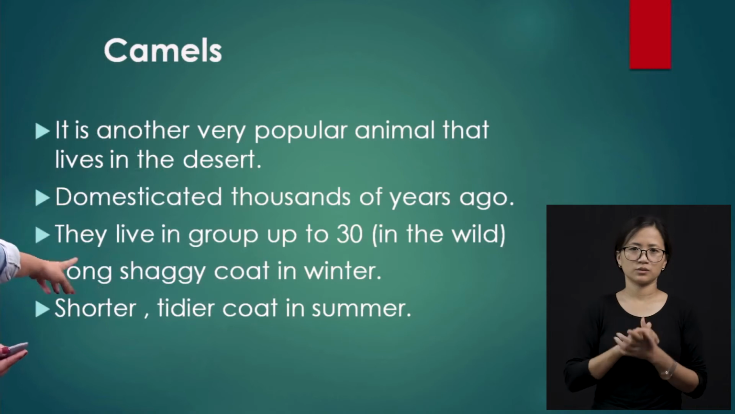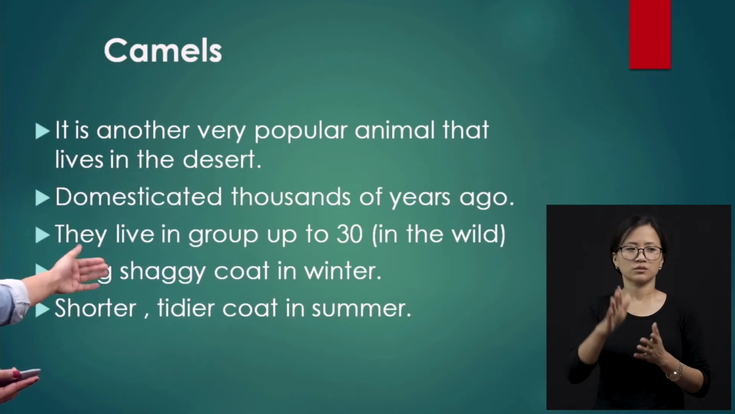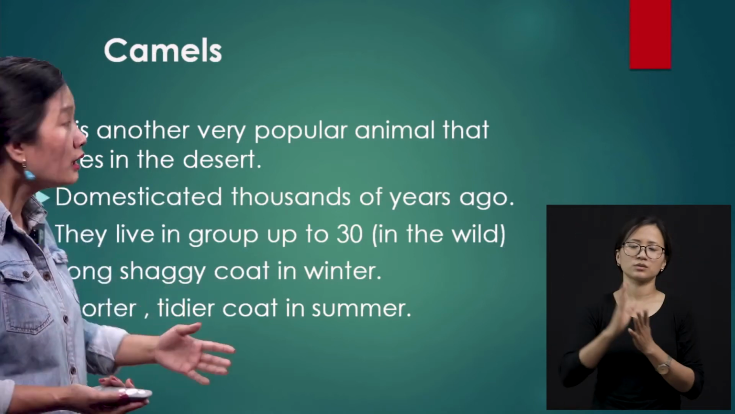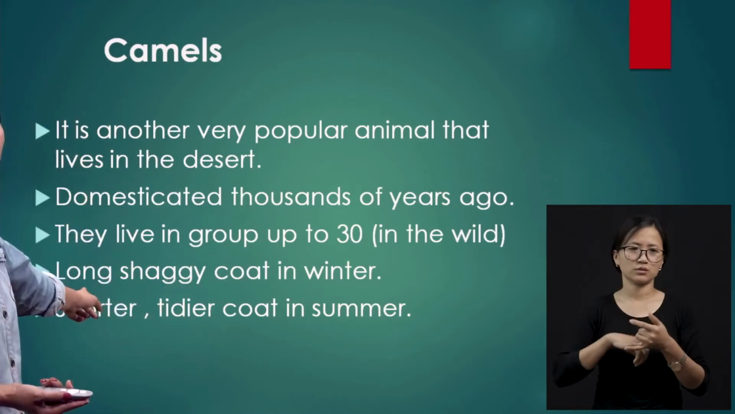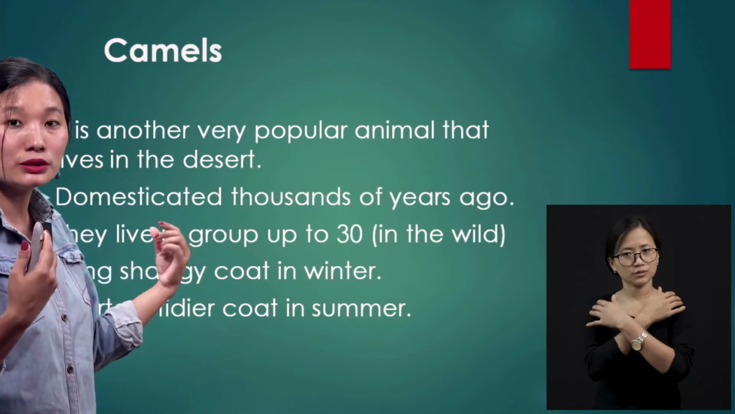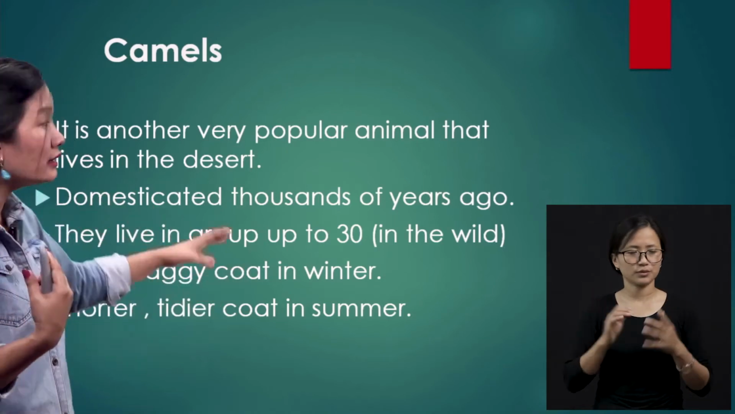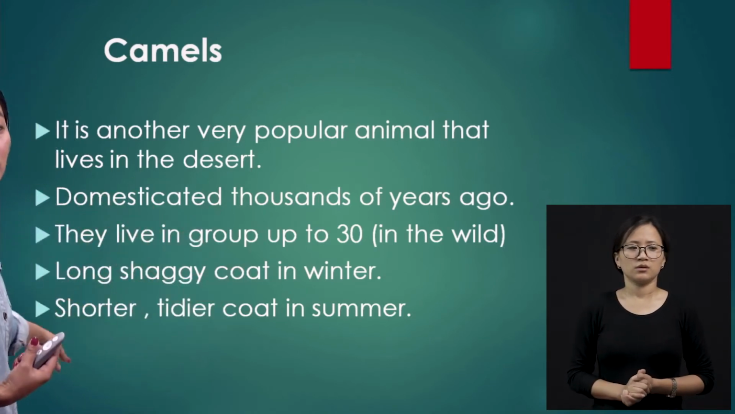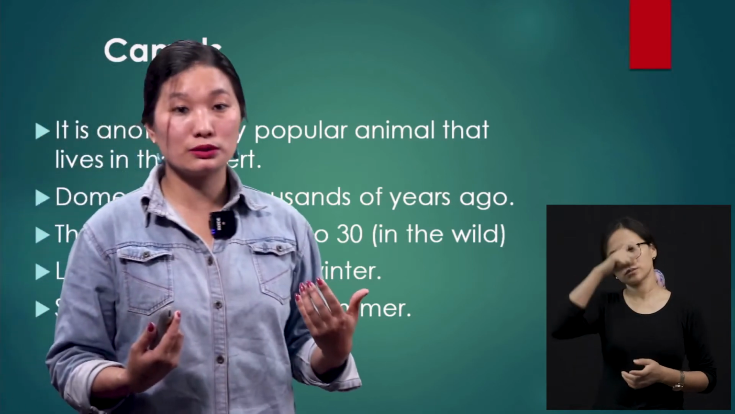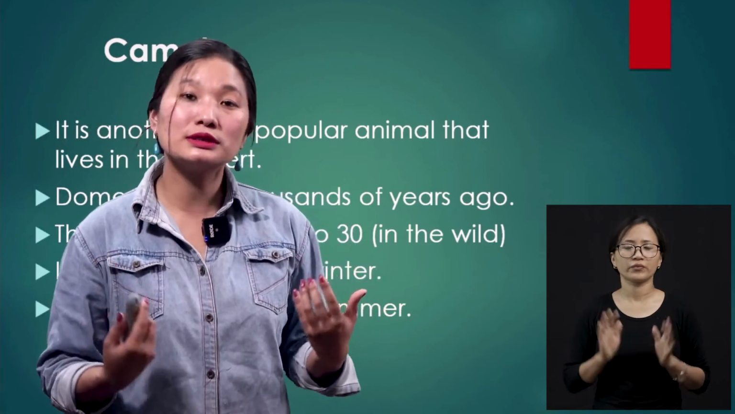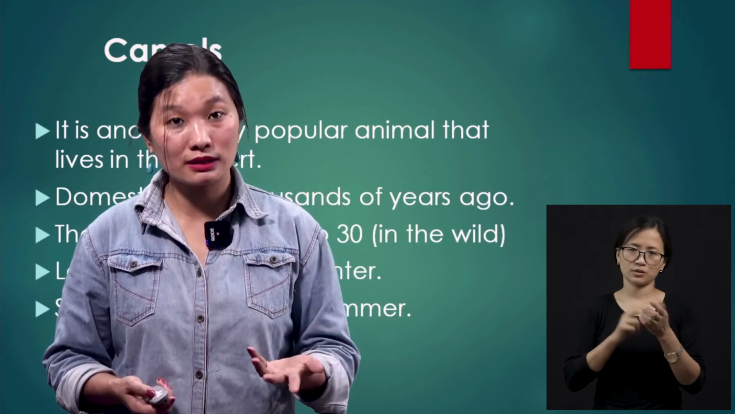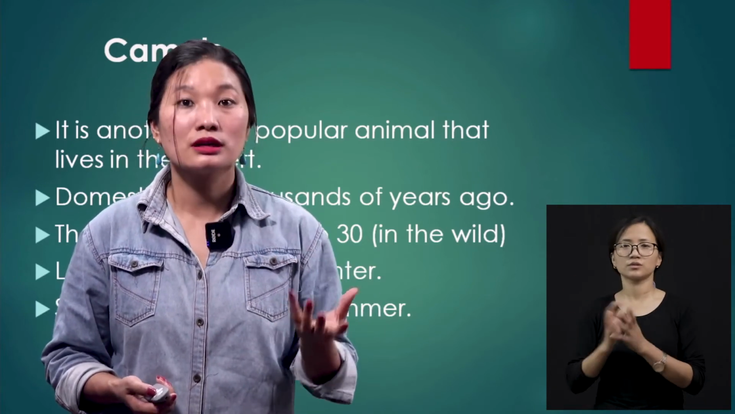And their specialty is to adapt themselves. I told you that desert animals have the ability to adapt themselves to the hot weather conditions, right? So in the summer or in the winter, they have a long shaggy coat in winter to keep themselves warm. Coat means they have the hairs which are long, and in the summer they get a shorter and tighter coat. Okay, in the summer, in order to keep their body cool, they have a shorter and tighter coat. So that is how they manage to adapt themselves to the changing weather conditions in the desert.